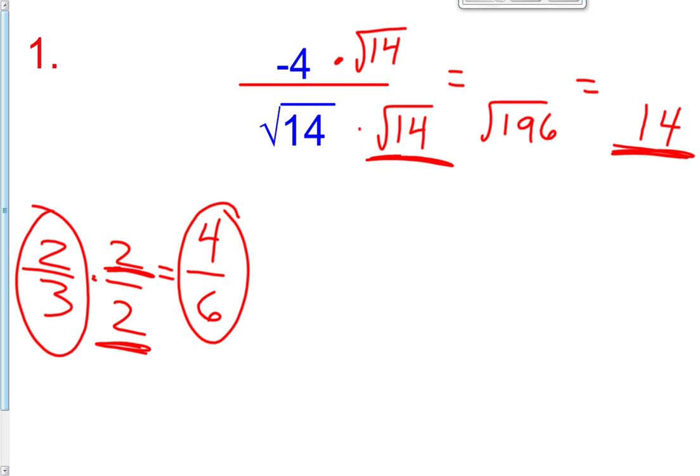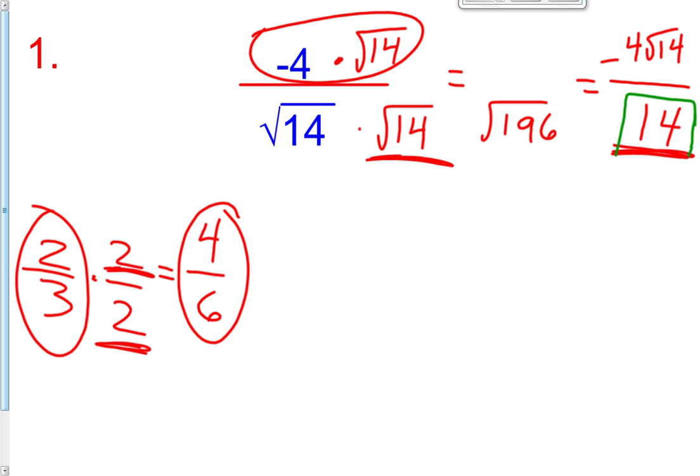So here in my numerator, I now have a negative 4 times the square root of 14, which is just a negative 4 square root 14. So there I have it. I've successfully rationalized my denominator because I see a positive 14 down there now. So my answer is negative 4 square root 14 over 14.